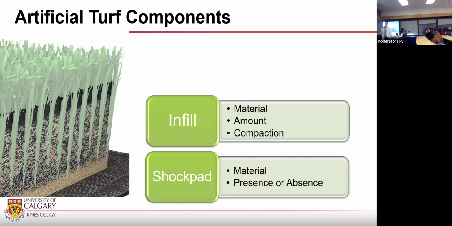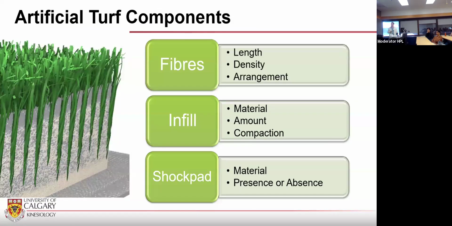We can alter the infill, so these are those black pellets that are in the artificial turf surface. We can alter the material, the amount of them present, as well as the density, or how tightly compact those infill pellets are. And we also have, probably the most obvious one, the turf fibers. So we can alter the length, the density, and the arrangement of these fibers on the surface.